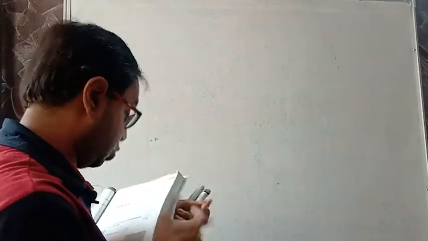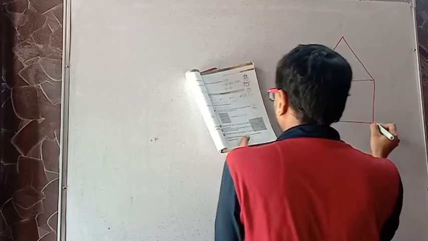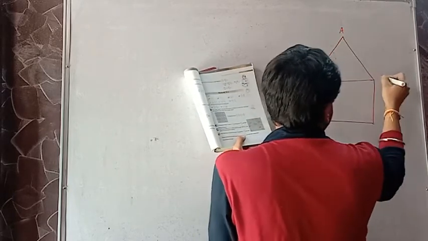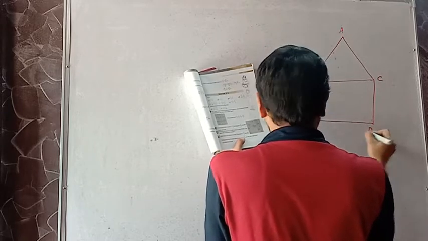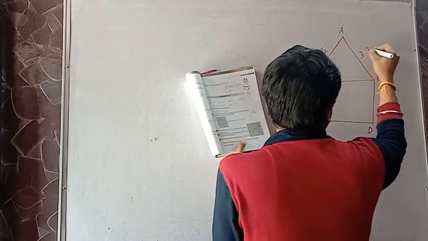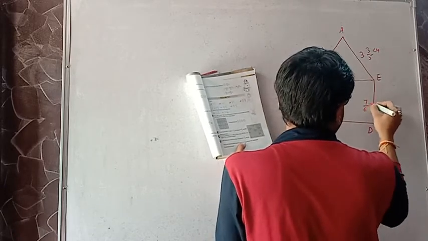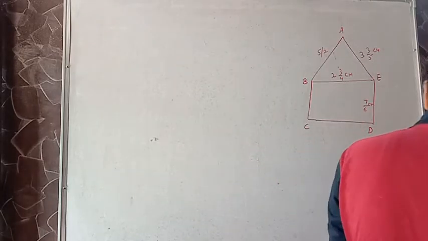Question number 5 states: find the perimeter of triangle ABE and rectangle BCDE, whose perimeter is greater. Let's see, first of all, let's draw the figure and see what the figure is saying to us. It's A, B, C, D, and this is E, with sides 5 by 2, 3 by 5 centimeter, 3 by 4 centimeter, 7 by 6 centimeter. Easy question, we have already discussed, not a problem.